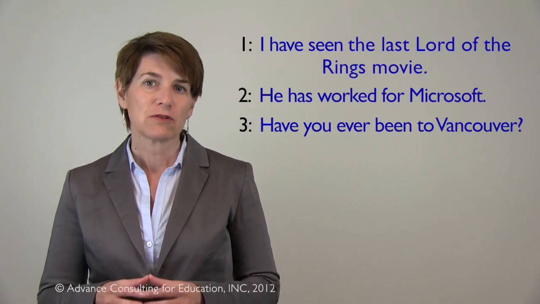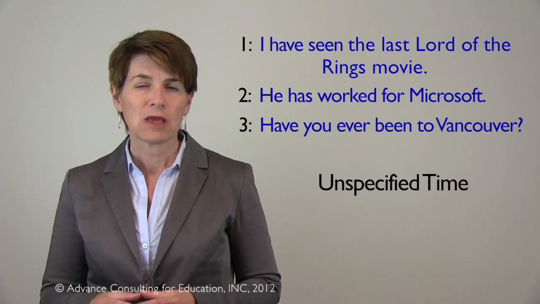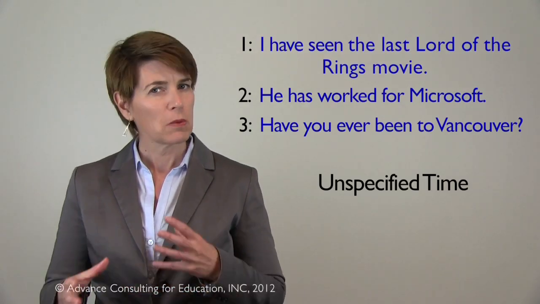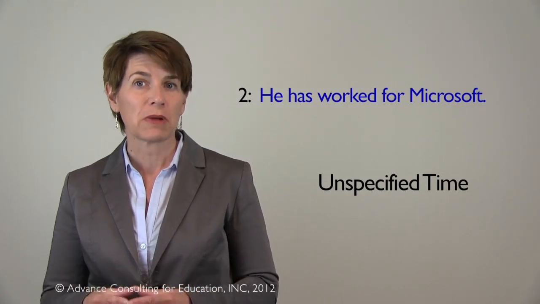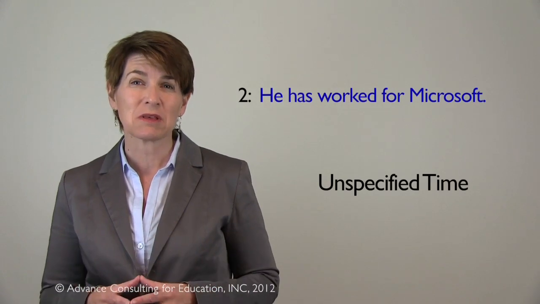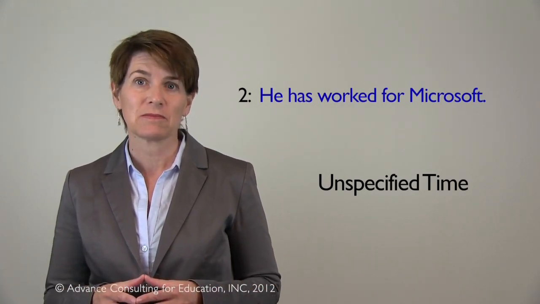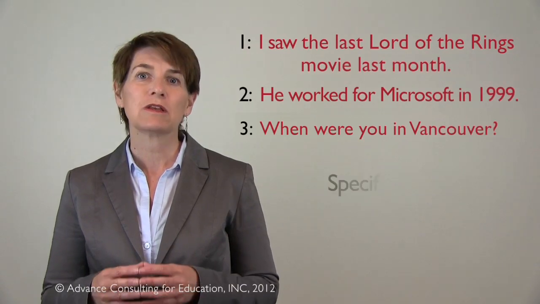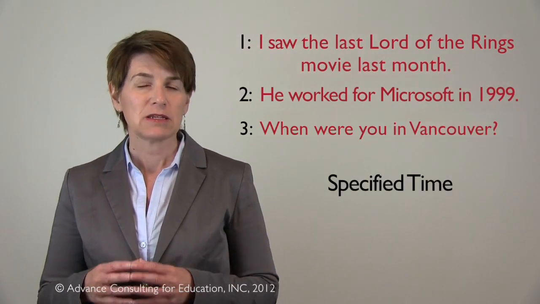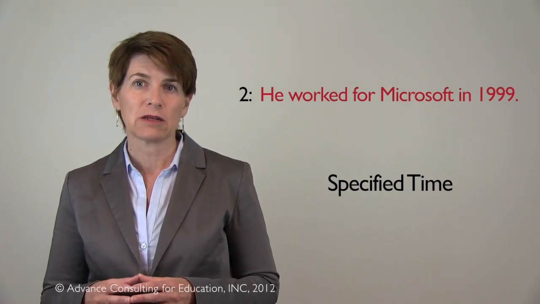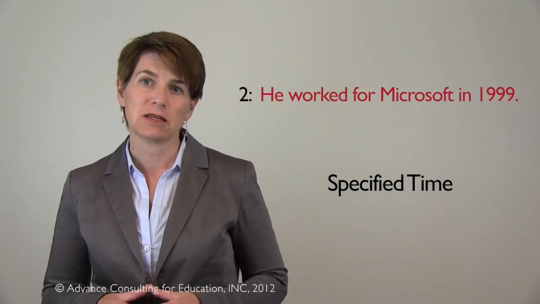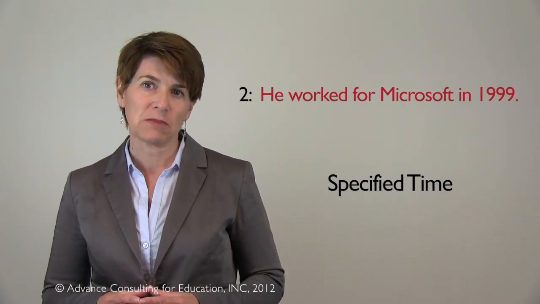Now let's take a look at when we use these two types of sentences and what they mean. With our A sentences, there's a meaning of unspecified time. We know these events took place in the past, but we don't really know when. For example, in our second A sentence, he has worked for Microsoft, we know that it happened sometime in the past, but we don't know exactly when this happened. With our B sentences, we know when this event happened in the past. Taking a look at sentence 2B, he worked for Microsoft in 1999, we know now when it happened, 1999. So this is a specified time.